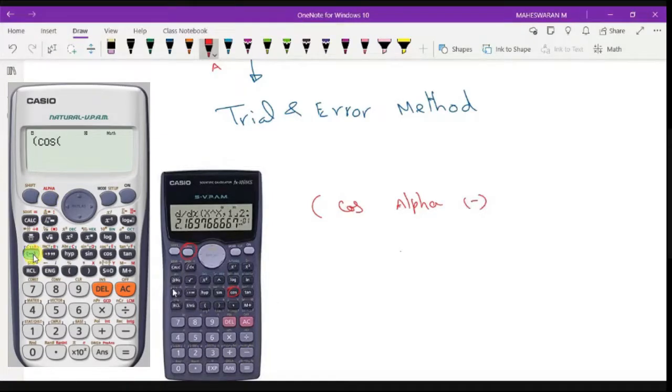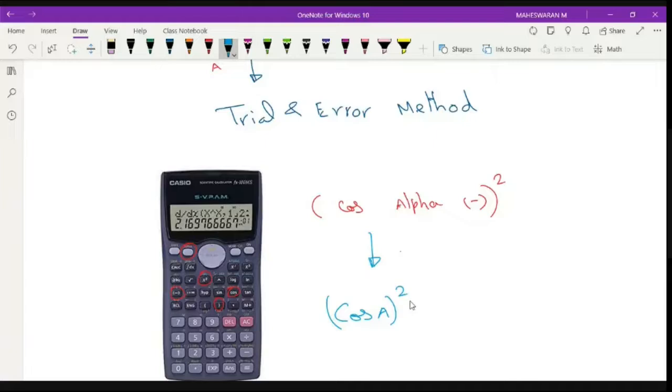So this is the minus button, right? Now close the bracket, then press x square. Because of this, what you will get is cos a the whole square. You will get something like this.